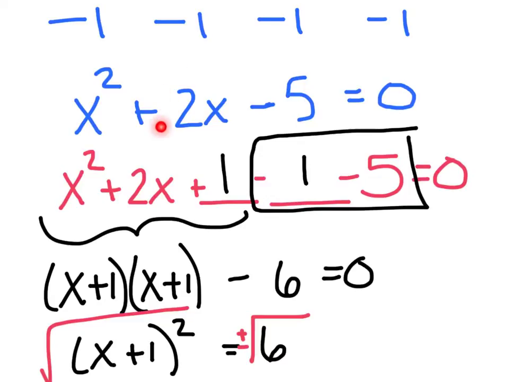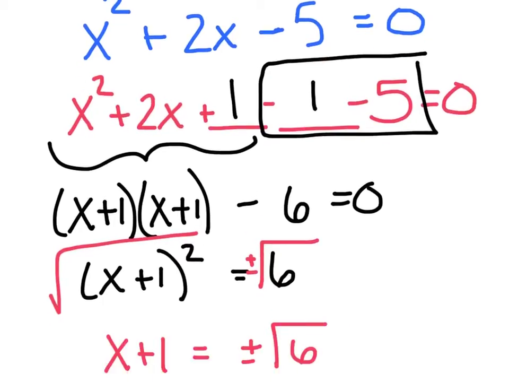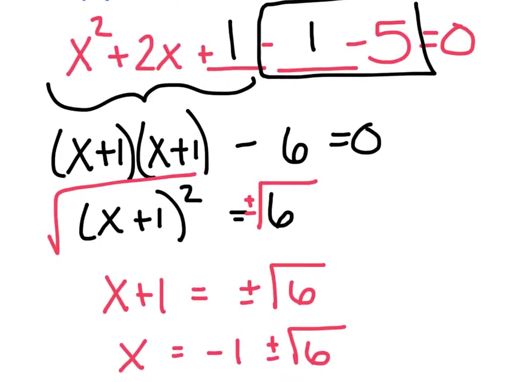I took this 2, cut it in half, that's a 1, squared it, and I got 1. So I added 1 and subtracted 1. Together, this made x plus 1 and x plus 1. These two together made a minus 6. So this is the quantity x plus 1 squared, and I added that 6 to the other side.